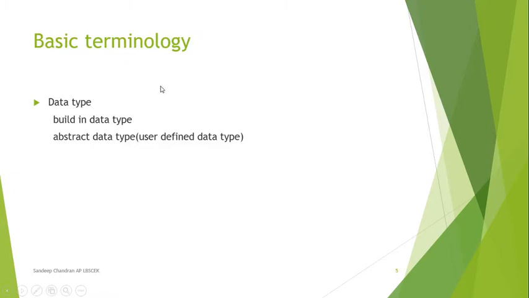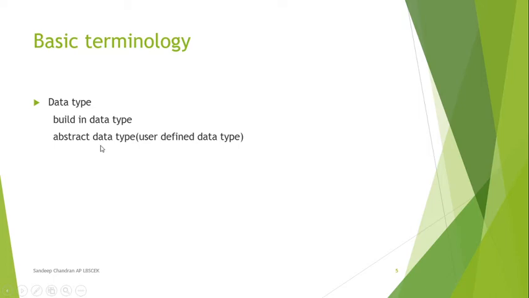Okay, before studying data structures, we have to study some terminologies. All these terminologies we already know. I'm just refreshing your ideas and knowledge. Okay, first one, data types. You know, every variable will have a type assigned with it. There are two types of data types: built-in data types and abstract data types. Abstract means user-defined data types.